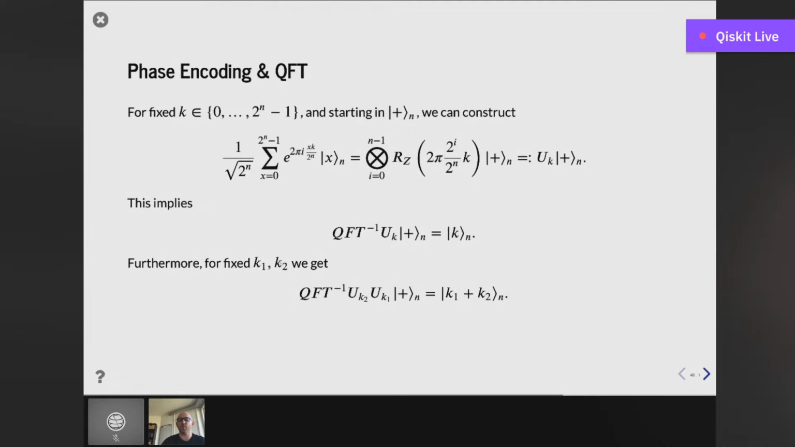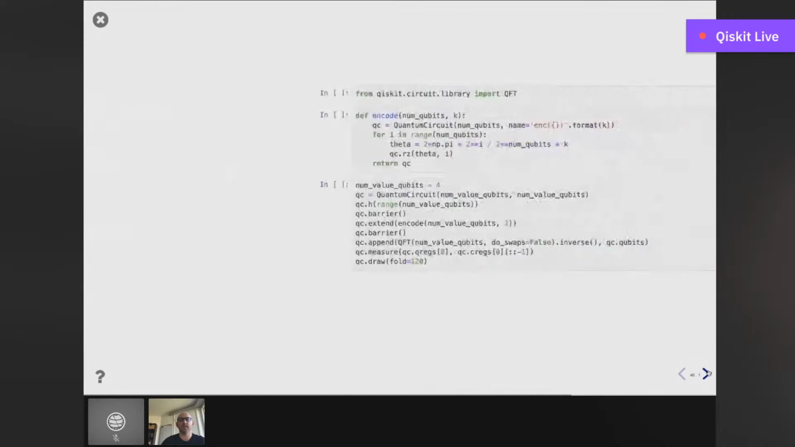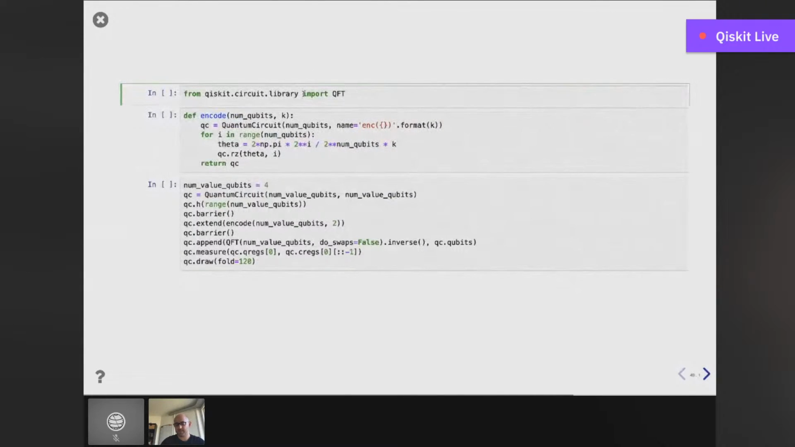If we now have k1 and k2, two integers, and we apply uk1 and uk2 to this plus state, and then the inverse quantum Fourier transform, then we just get the sum here. And you might have heard about QFT adders for quantum arithmetic. That's exactly the same idea. Good. Now, let's illustrate this.